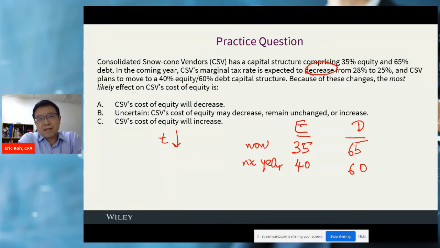The question looks a bit long-winded, and we should be prepared for more long-winded questions in the CFA exam. That's how they intend to challenge you. But we can simplify by breaking it down. The question here is that arising from these changes, what's the most likely effect on the cost of equity? Will it drop? Is it uncertain, or will it go up?